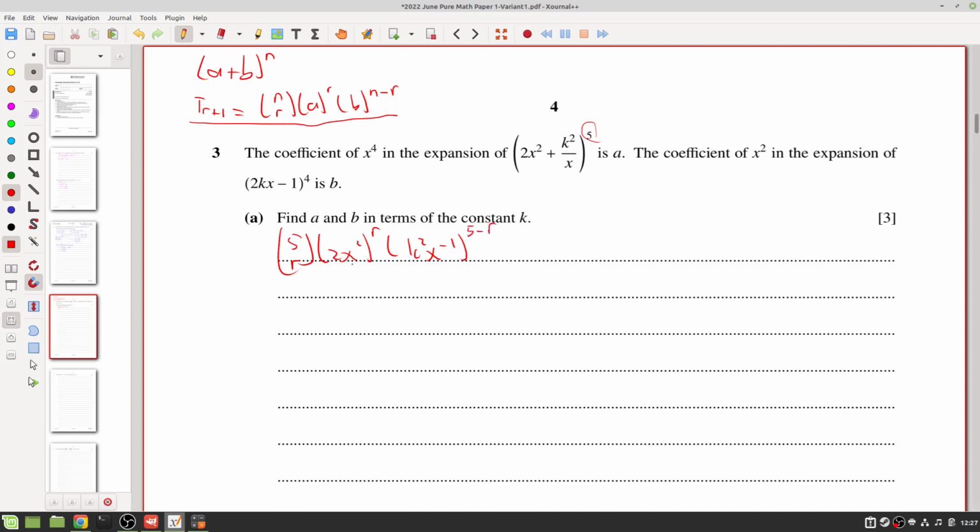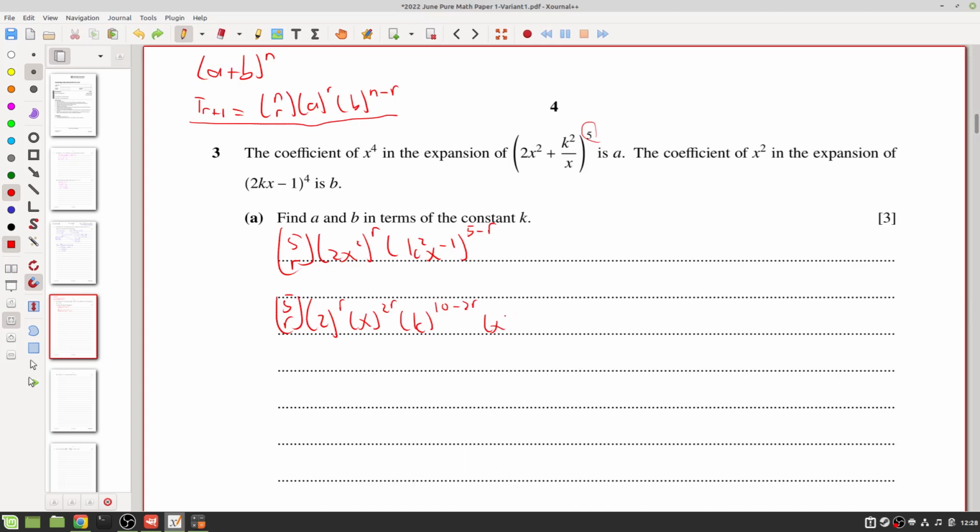Okay? But now we want to separate out the x's. So let's rewrite this as 5 choose r. And then I'm going to write 2 to the power r. Then let's do the x's so long. So x to the power 2r. Then we've got k to the power 2 times 5 minus r, which is 10 minus 2r. And then we've got x to the negative 1 to the power 5 minus r.